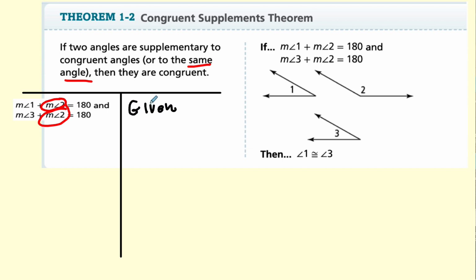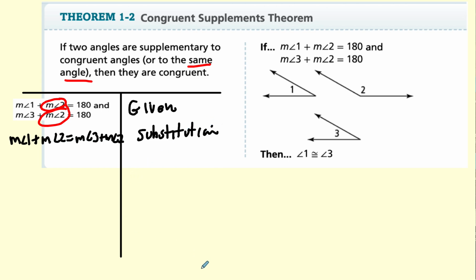Now, since both of these statements are equal to 180, they must be equal to each other. So measure of angle 1 plus measure of angle 2 is equal to the measure of angle 3 plus the measure of angle 2. And that is going to be substitution. Since they're both equal to 180, they're equal to each other.